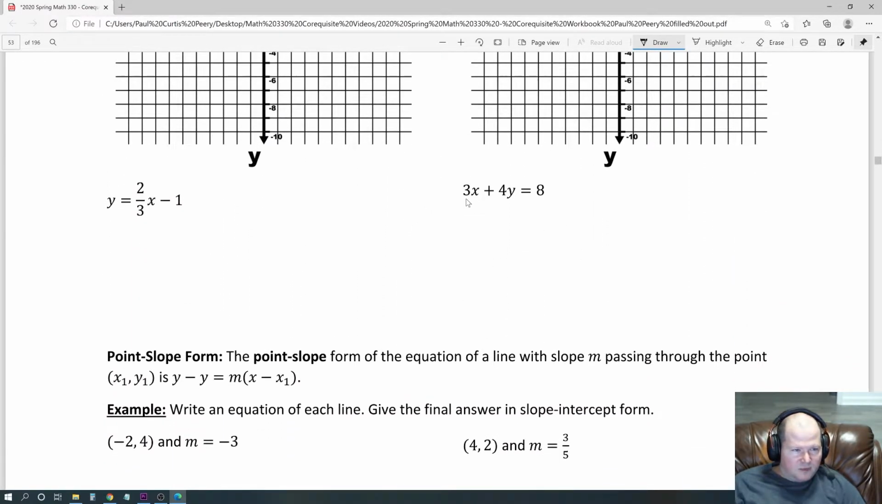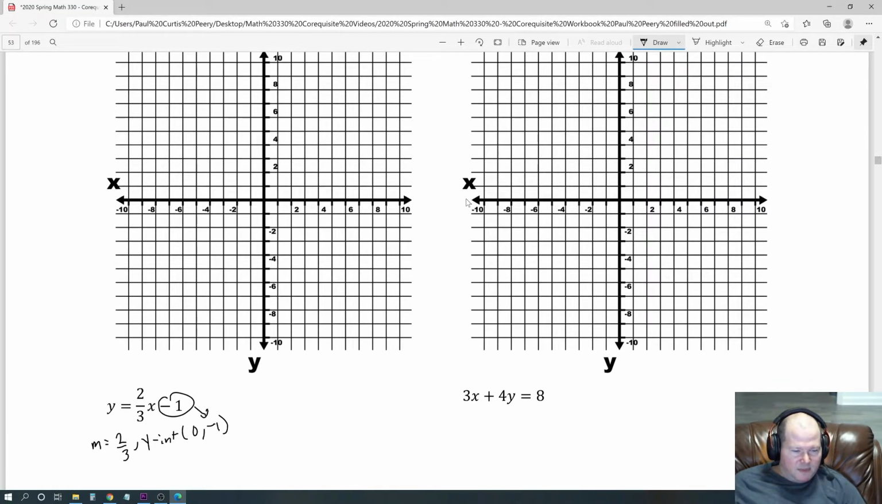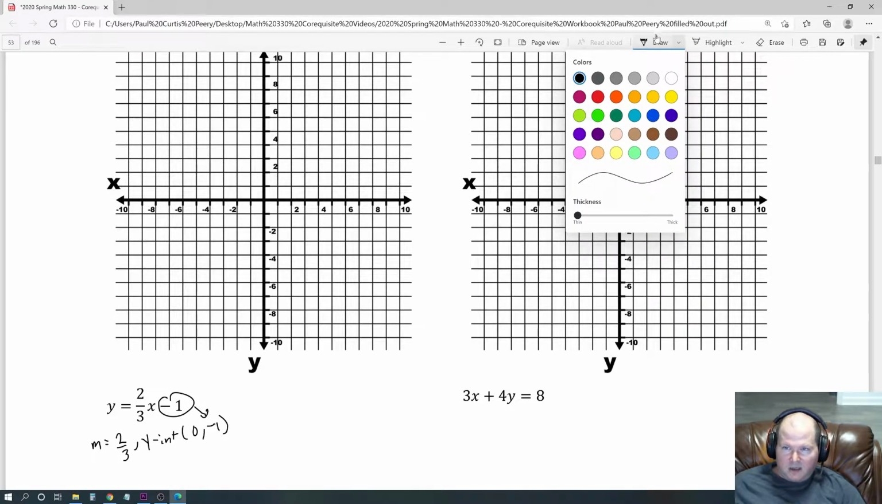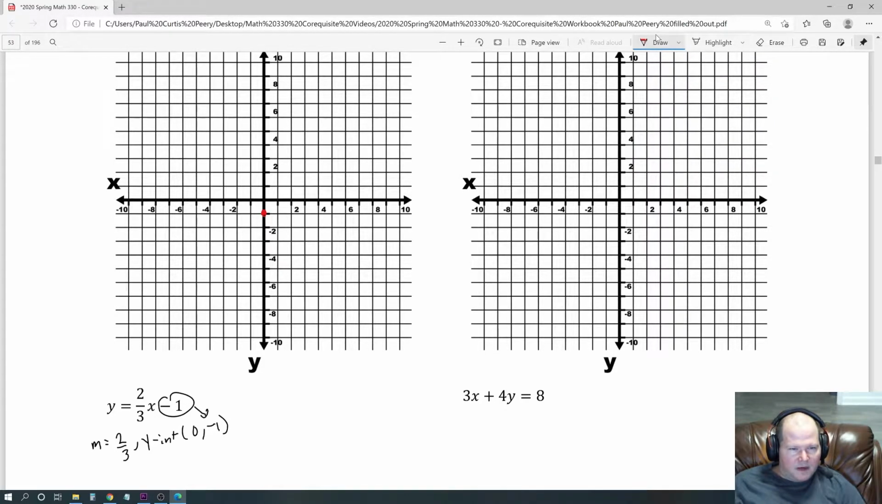Okay, we have a couple right here. So m in this case is going to be the 2/3, and the y-intercept is going to be 0, -1. First step in this is we're going to plot the y-intercept. So I'll go back to using a color. 0, -1. So right in the middle, then we go down 1 right there. Fair enough.